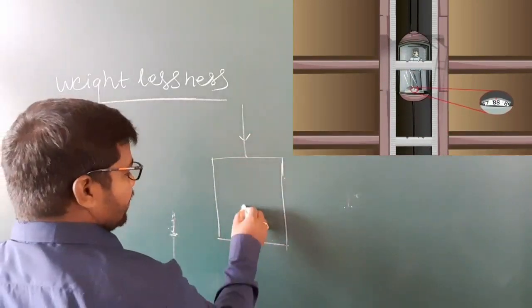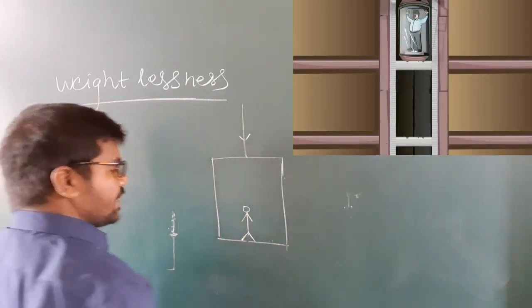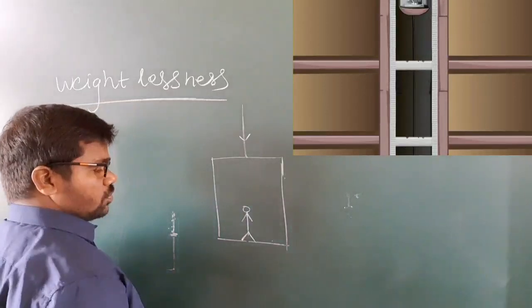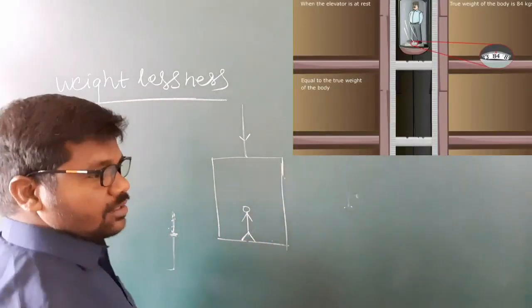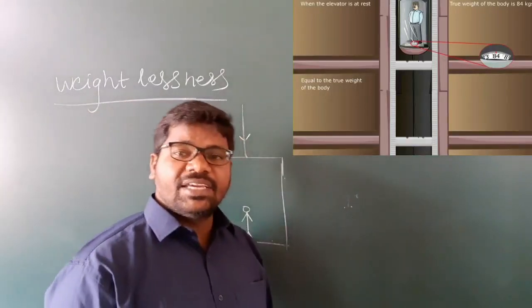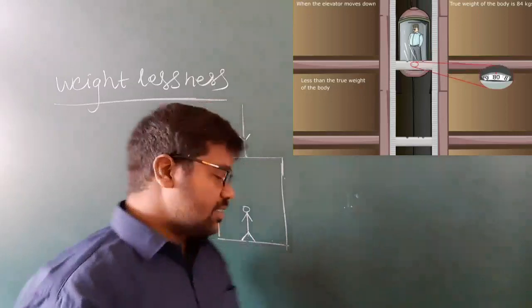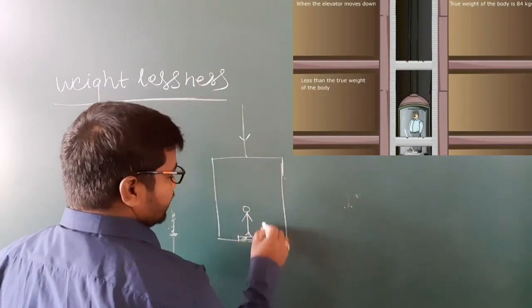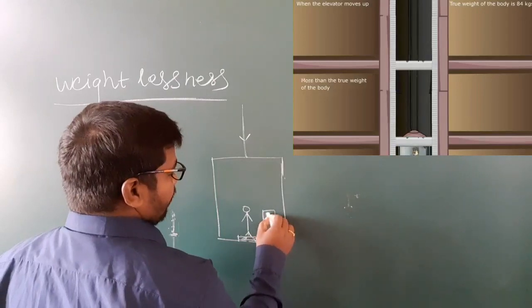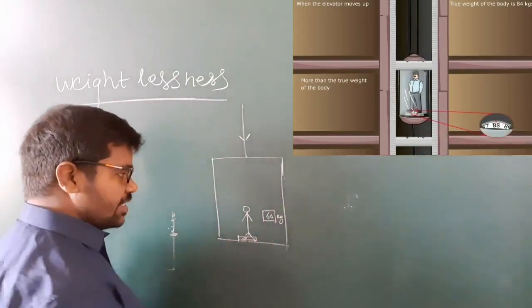This is an elevator. Here one person is standing. By observing how the person becomes weightless, by taking a weight machine. See, here the weight machine is there, and the reading says it is 60 kg.